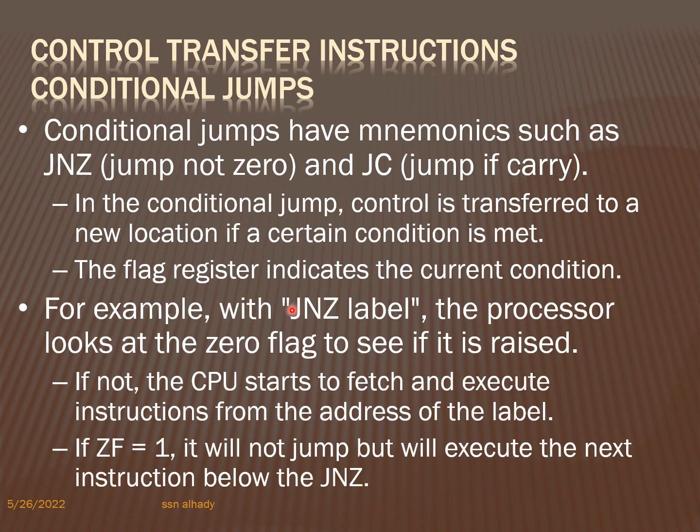For example, in jump non-zero label, the processor looks at the zero flag. It will check the zero flag to see whether it is set or reset. If not set, then the CPU starts to fetch and execute instructions from the address of the label. If the zero flag is set, becomes 1, it will not jump but will execute the next instruction below the jump non-zero.